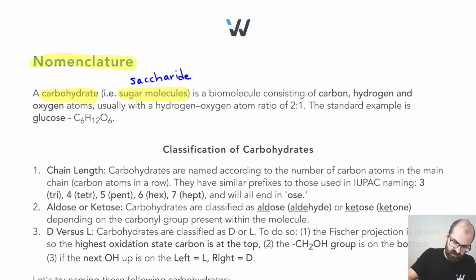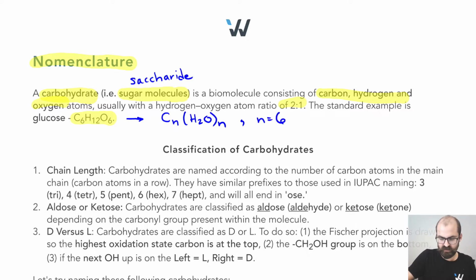But it's just many ways of saying the same thing, which is one of these compounds: carbo, which means carbon, hydrate, which means H2O. So it's a biomolecule, and like I said, it consists of carbon, hydrogen, and oxygen, and it usually has this ratio of 2 to 1. So let's take, for example, glucose, C6H12O6. You can see it has this kind of formula, CnH2nOn, and in this case, n equals 6.